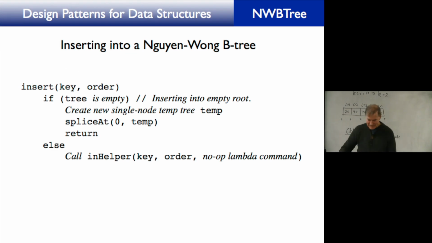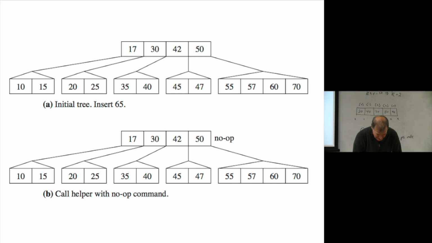Okay, so what happens? Insert, is the tree empty? No, so we call the helper with what? The no-op command, right? So okay, what's the first thing that happens? We call the helper with the no-op command. So here we are, in part B, in the helper with the no-op command. And so now what does it say? Determine the what?